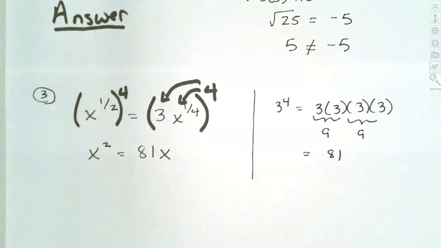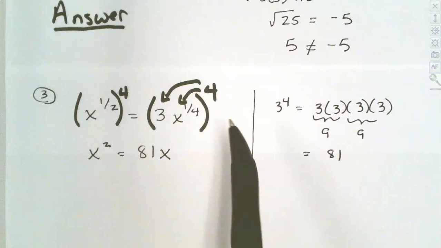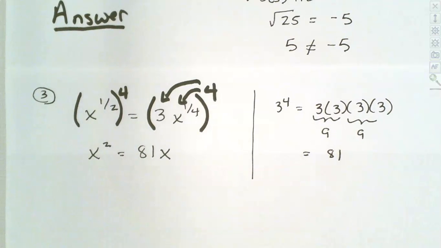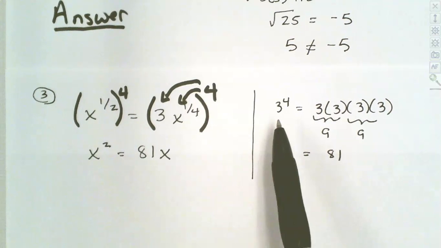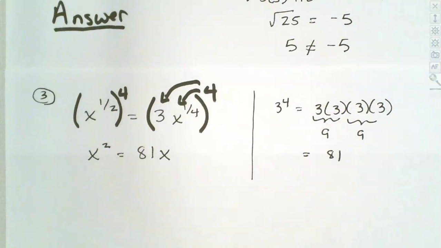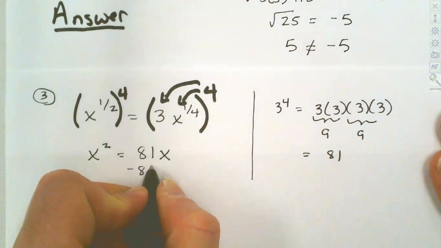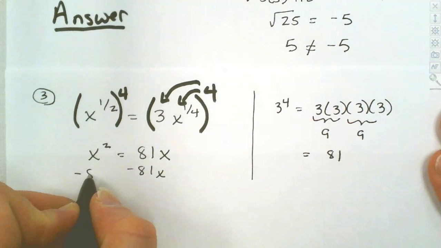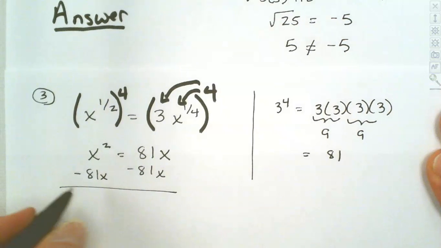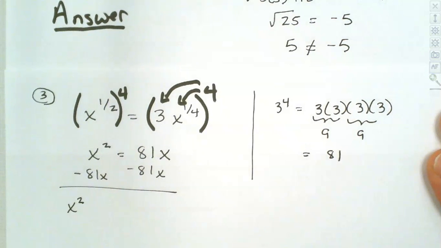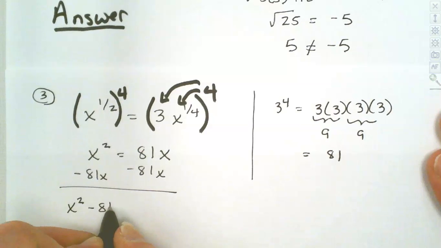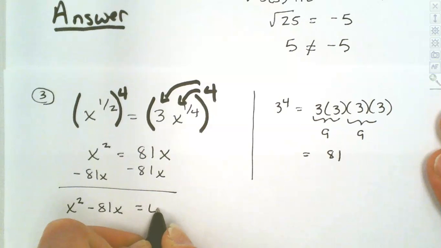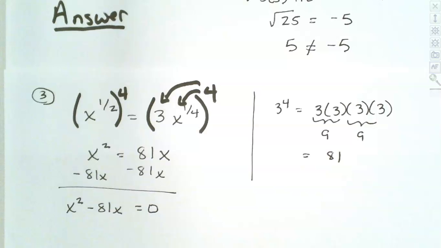Is everyone okay with how I cleared those powers out? Now, a commonly made mistake is someone's going to take 3 times 4. It's not 3 times 4, it's 3 to the 4th power. Write it out and multiply. Now we can finish it. So we move that 81x over with subtraction. That leaves me with x squared minus 81x equals 0.